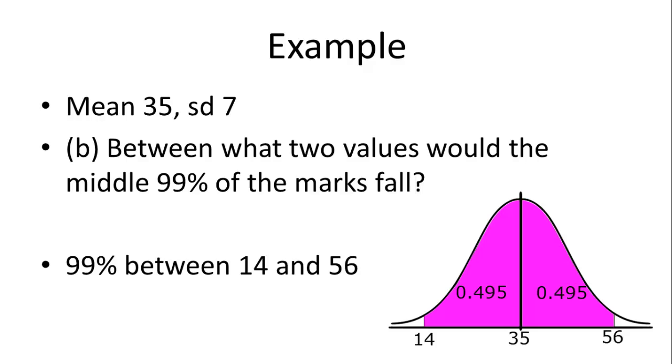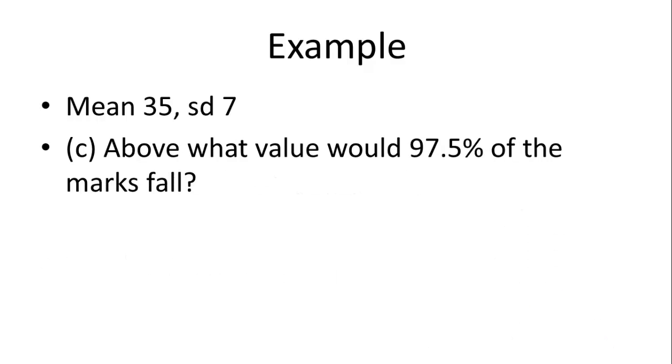Now notice the 99% split between two bits, 0.495 and 0.495 on either side. We're going to use that with the 68% and with the 95%, in these next two examples.